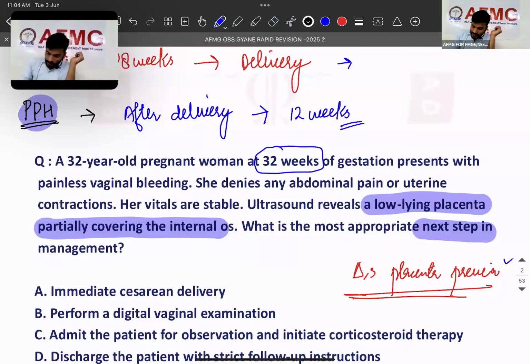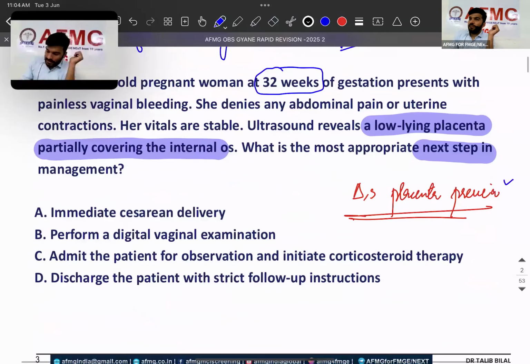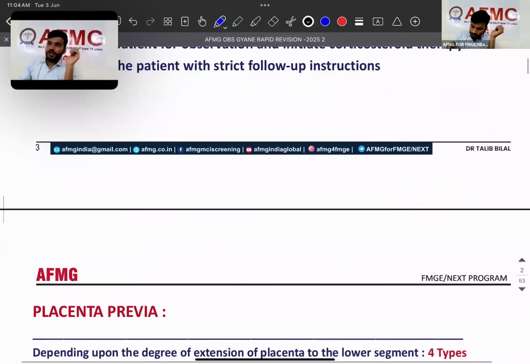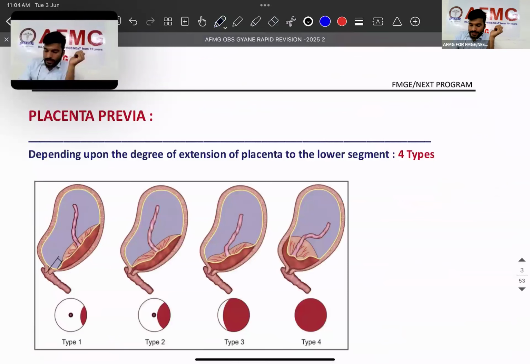So let's learn what exactly is placenta previa. Then we will discuss all the options and the question. What is placenta previa? Placenta previa means when the placenta is implanted in the lower uterine segment. First I will discuss a bit, then we will write in 2-3 minutes.